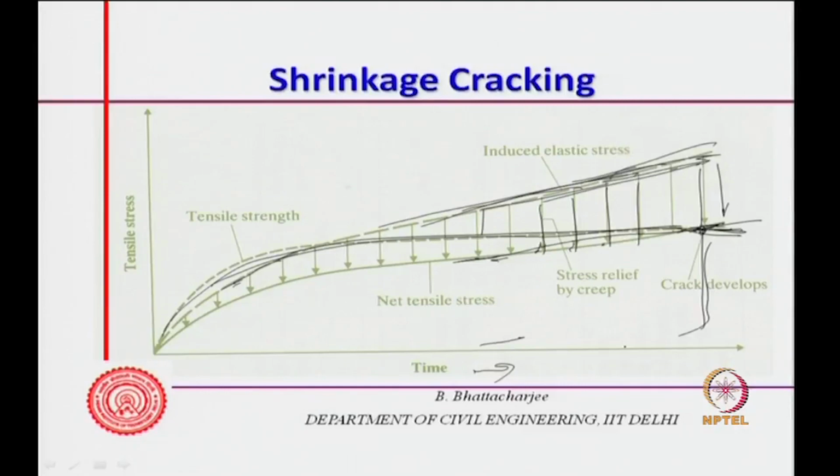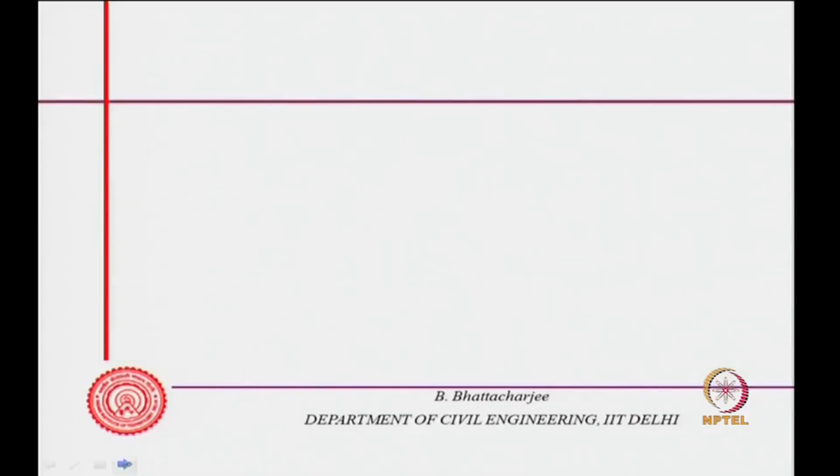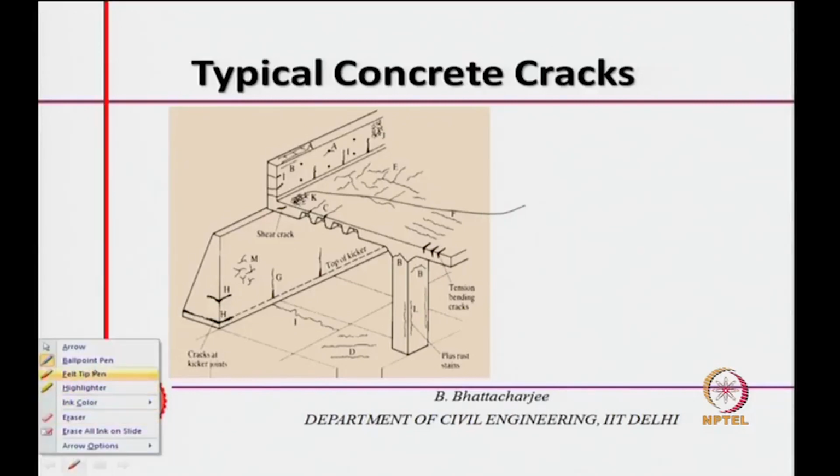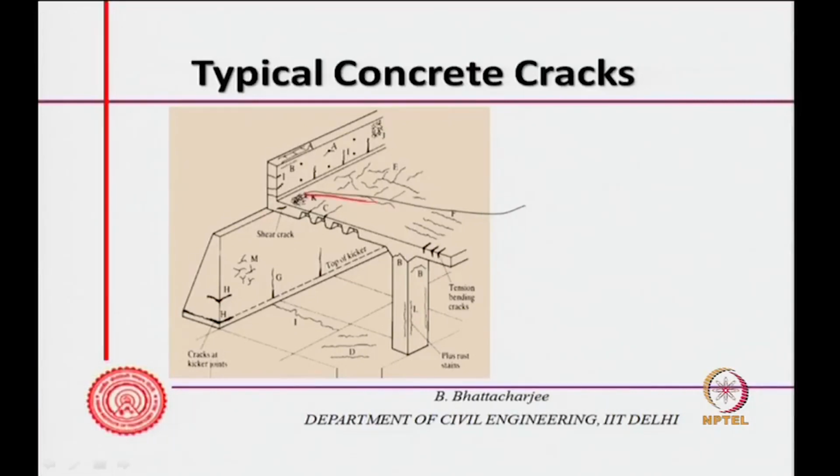This can take some time, but normally all these cracks come within about a month or two of the construction. These are drying shrinkage cracks, and this could be quite a bit even in normal strength concrete. Other kinds of cracks that come out of shrinkage can be seen in this diagram. Typical concrete cracks, for example, this is fine crazing, this is called crazing.